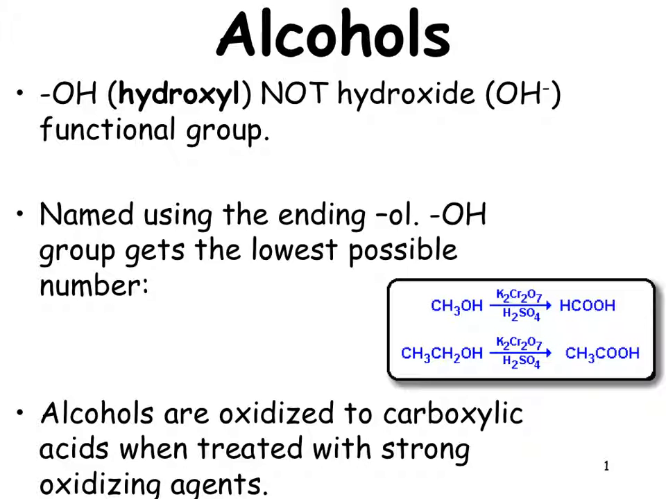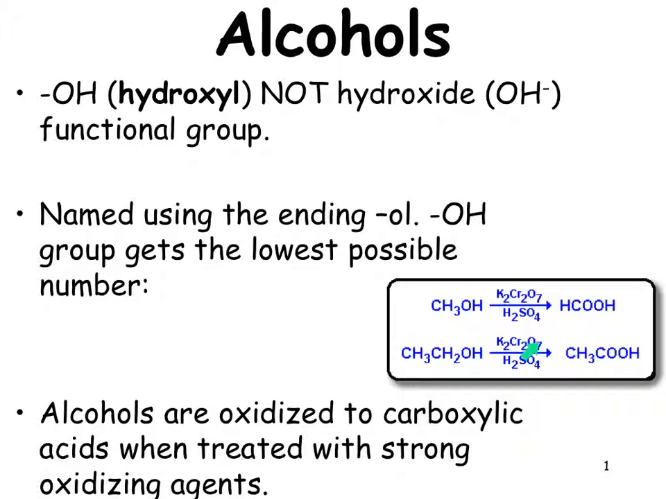So between alcohols and carboxylic acids, you just take an alcohol, you oxidize it, in other words, add a little bit more oxygen to it using potassium dichromate and an acid, and you will get the corresponding carboxylic acid. So this is an alcohol with only one carbon, we call it methanol. This is a carboxylic acid with only one carbon, and it is called methanoic acid. Here we've got two carbons, ethanol.